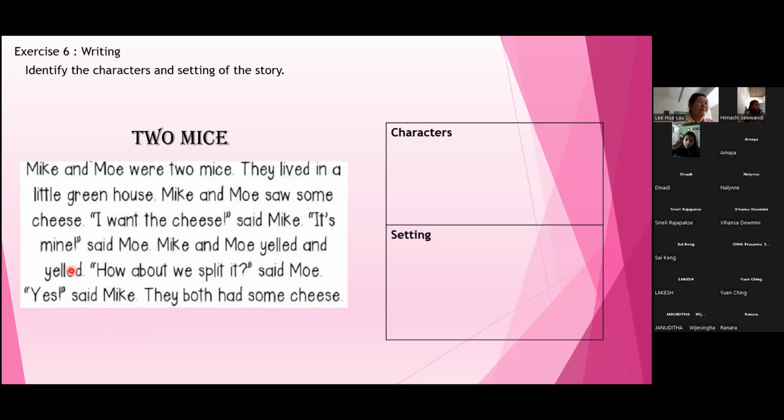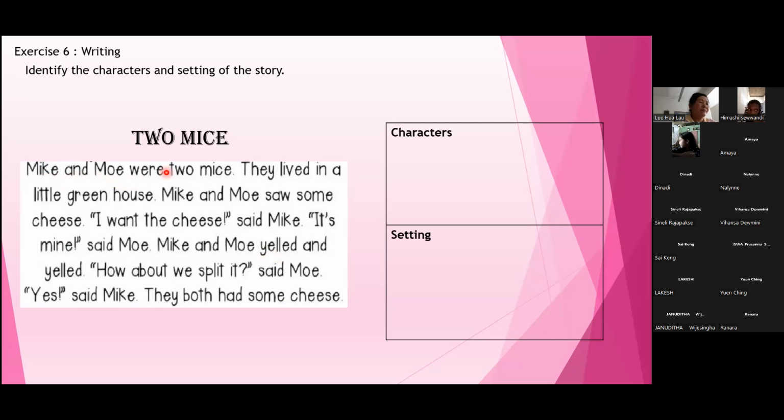Well done. Okay, now, is there any word here you don't understand? Any of the words here you don't understand the meaning? Would you like to read to me? Then I can explain the meaning before we go on. Everybody understand? Okay. Yelled. Is that what you said? Yelled. Okay, yelled means shout. Yelled and yelled. That means they shouted and they shouted. Okay, they screamed at each other. So yelled is another word for shouting.